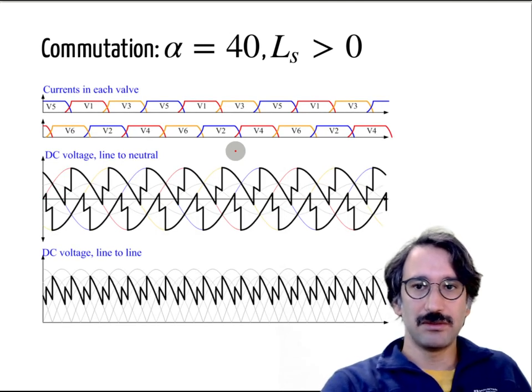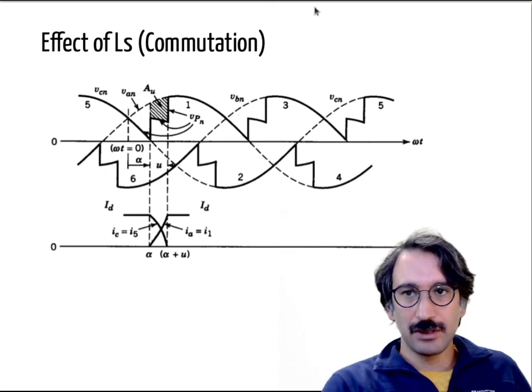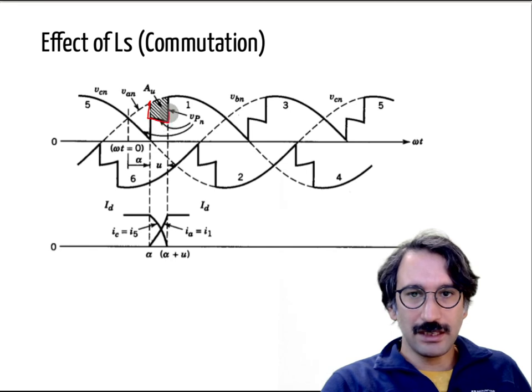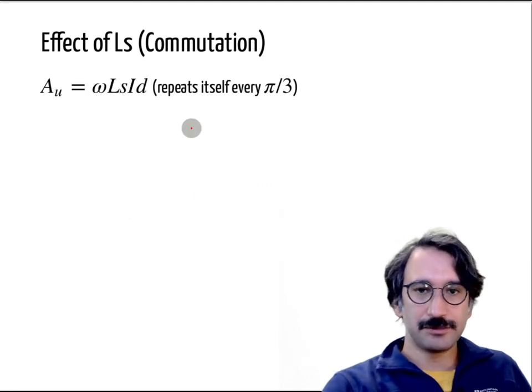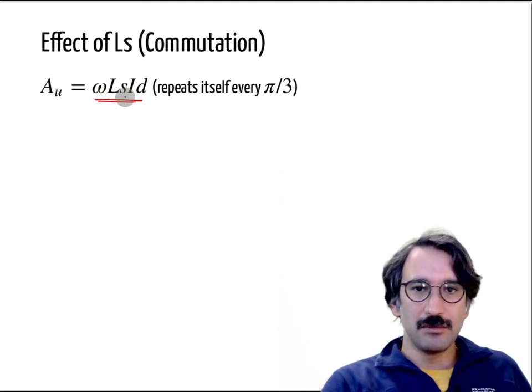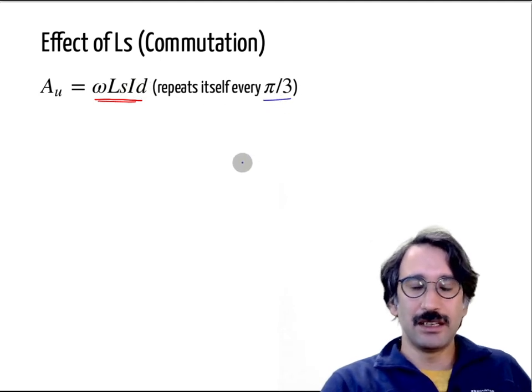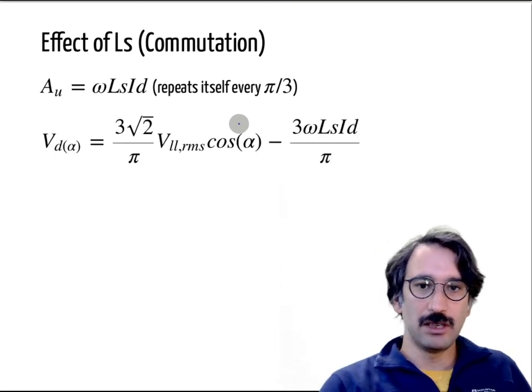Okay, so this is with 40 degrees, and basically that figure is more clear. So we have that area lost, and this is one voltage, this is another voltage, this is the average of these two voltages. So it is the same thing as in the diode rectifier case, and that area, I'm not going to show it again, is omega Ls Id, and it repeats itself every 60 degrees. So it happens 6 times in a full cycle.